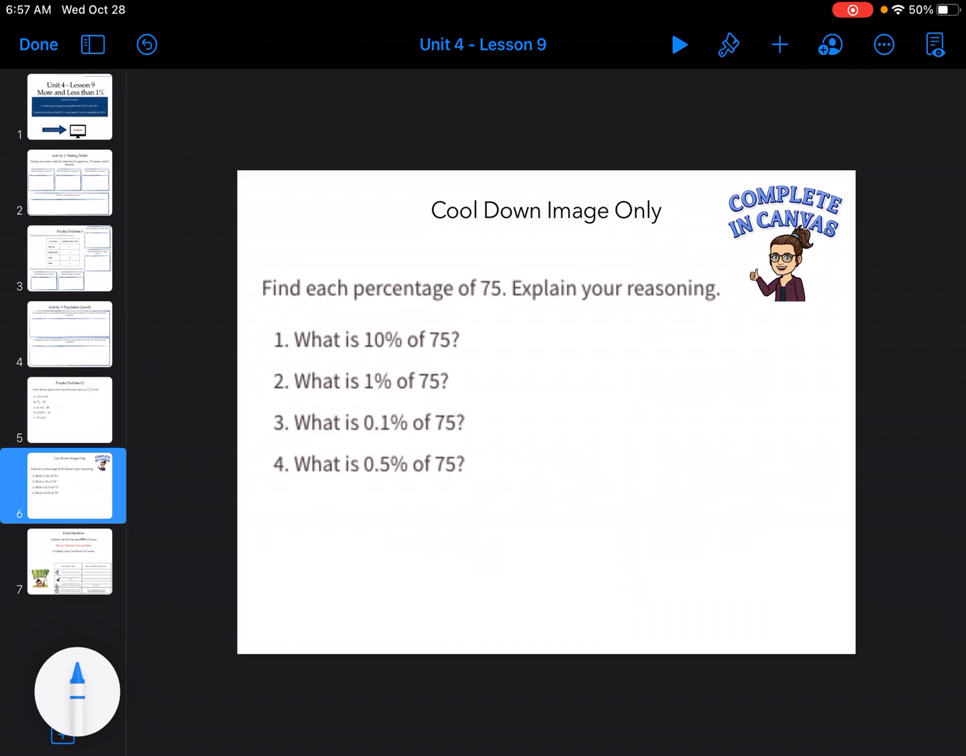So now find each percentage of 75 and explain your reasoning. Percent of tells me to multiply. So I'm doing percent of that number. So 10% of 75, 1% of 75. Remember, you're moving that decimal 2 places to the left every time when you're putting it in your calculator.